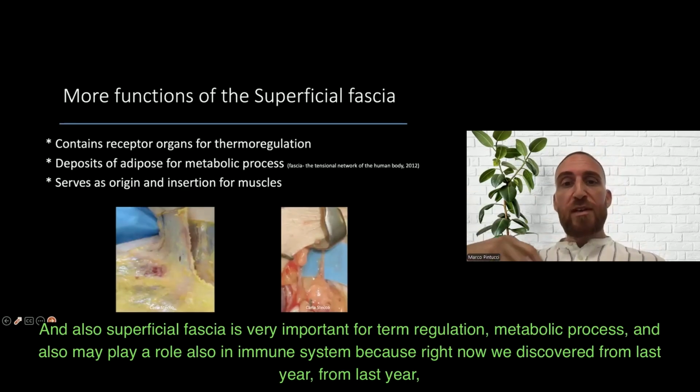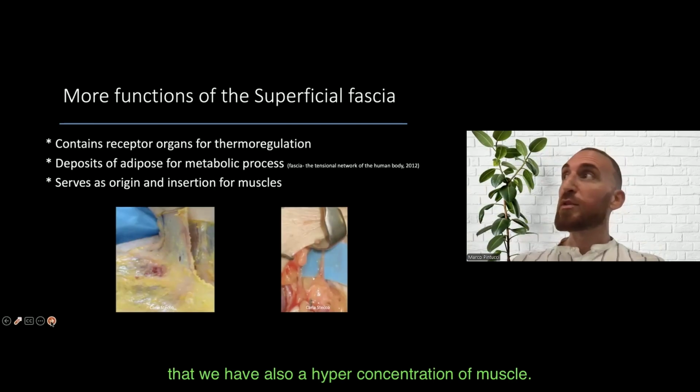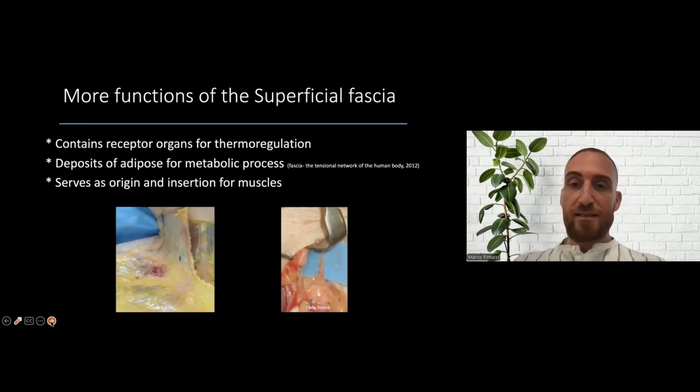Also, superficial fascia is very important for thermoregulation, metabolic process, and may also play a role in the immune system, because since last year we discovered that it also has a high concentration of mast cells.